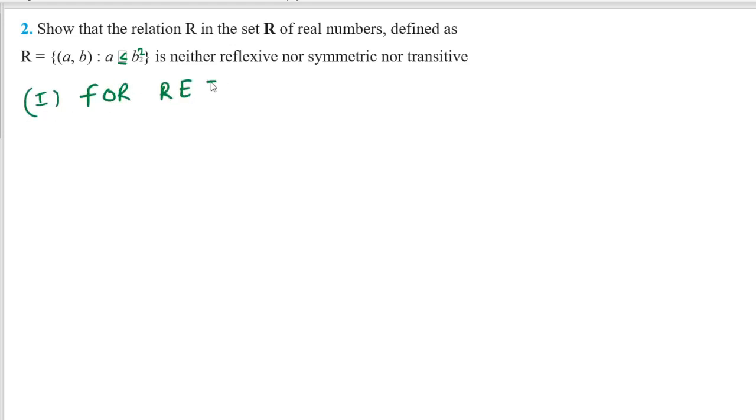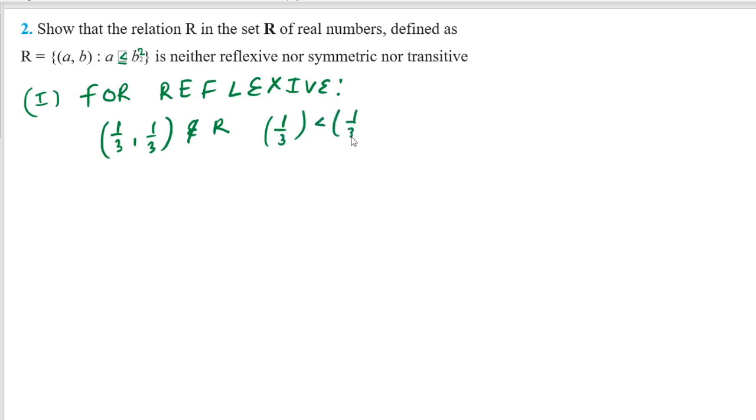For reflexive. So how to do for the reflexive? It is mentioned here that a is less than or equal to b square. Suppose if I take 1 by 3 comma 1 by 3, I can say 1 by 3 does not belong to R, because 1 by 3 can never be less than or equal to 1 by 3 square. It is not possible. So it is not reflexive.